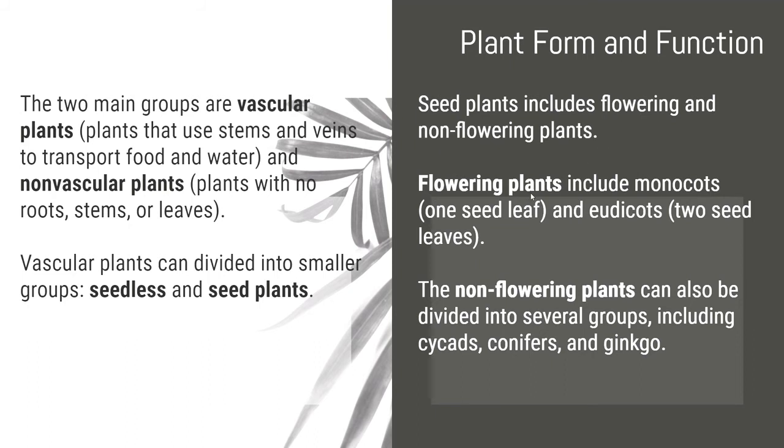Flowering plants are your monocots, or one seed leaf, mono for one, cot for cotyledon, so one seed leaf. Eudicots, your true dicots, have two seed leaves. More about this later. Non-flowering plants are your vascular plants with seeds, but they do not produce flowers as their reproductive structures. So you have your cycads, conifers, and ginkgos in this group.